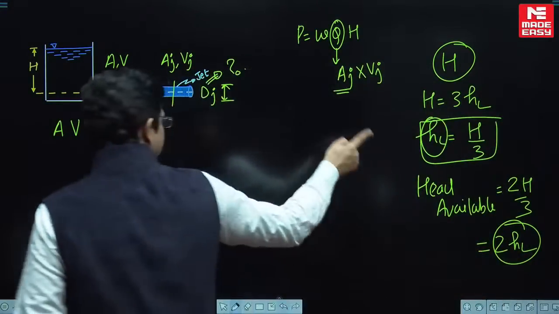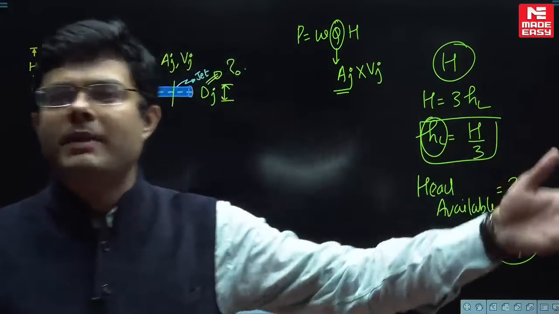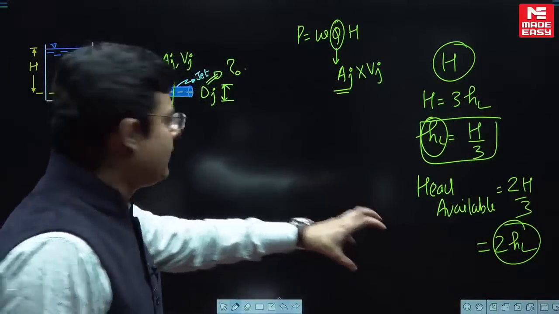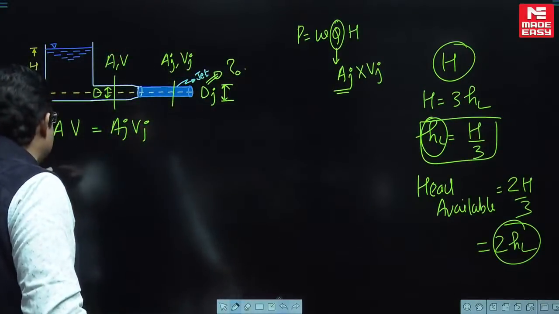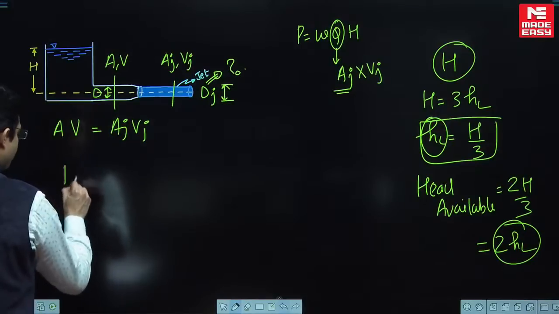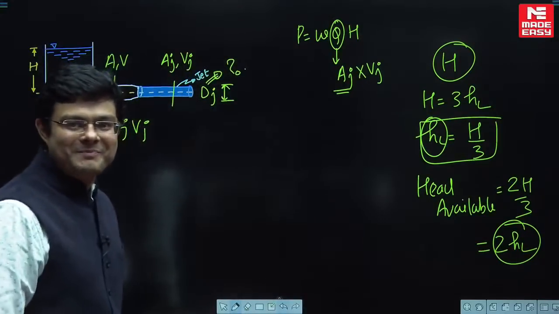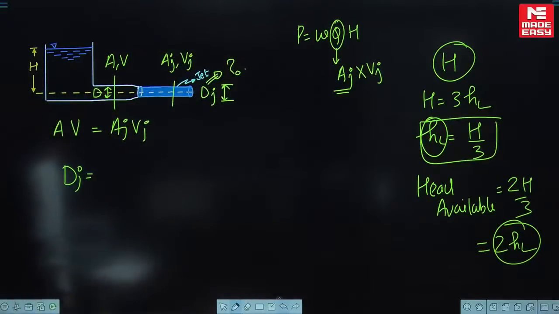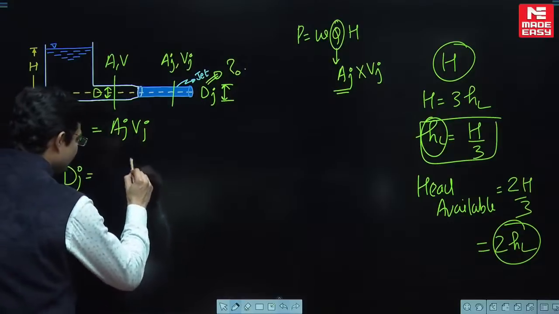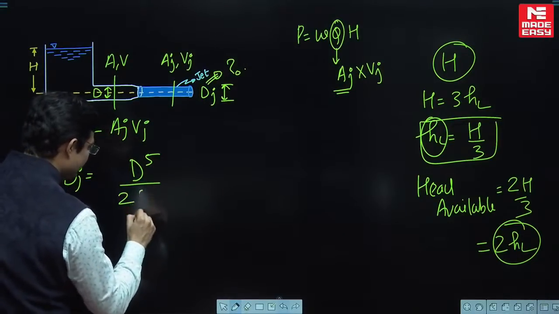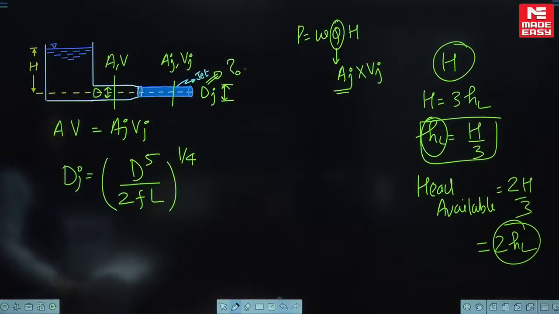From here we find the value of head loss, we replace it as FLV square by 2GD, and then from there we find the value of Vj. We replace the value in this equation, and from here we find the value of Dj. Do you guys remember what is the value of Dj? Come on guys, my classroom students, at least you should know this. What is the value of Dj? D to the power 5 divided by 2FL raised to the power 1 by 4, if you remember.